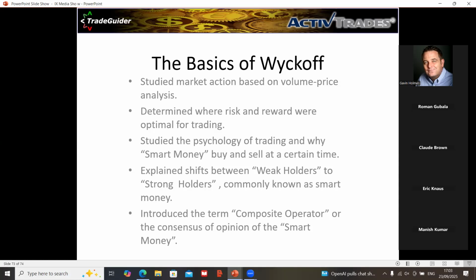The bottom line is this. What did Wyckoff do? He studied market action based on volume price. And that's where it started. He determined where risk and reward were optimal. That's the key for me.